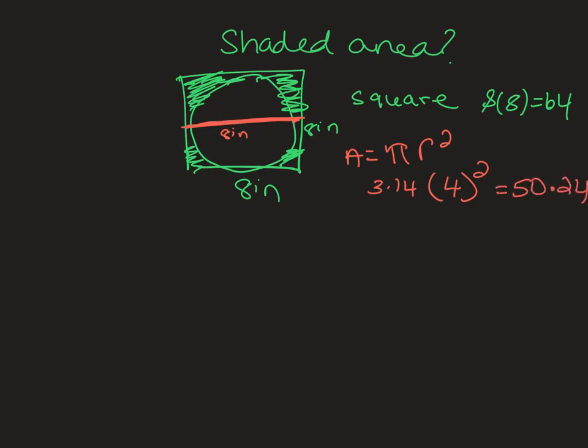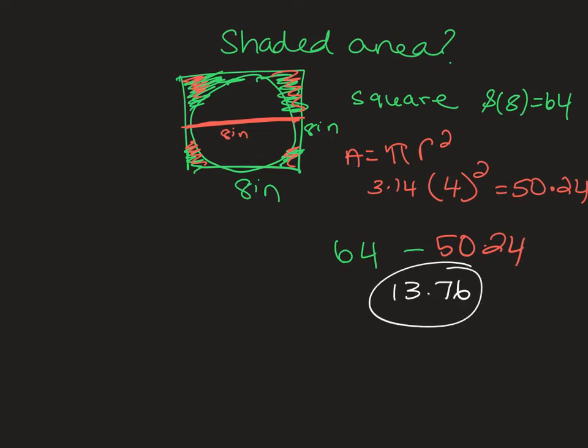Now, since I only want the shaded part, which means I just want these corners here, that means that I'm going to have to subtract the unshaded part. So I'm going to say 64, and I'm going to subtract from that 50.24. And that's going to give us a final answer of 13.76. So anytime it says you want the shaded area and part of it's unshaded, it means that you're going to be subtracting.